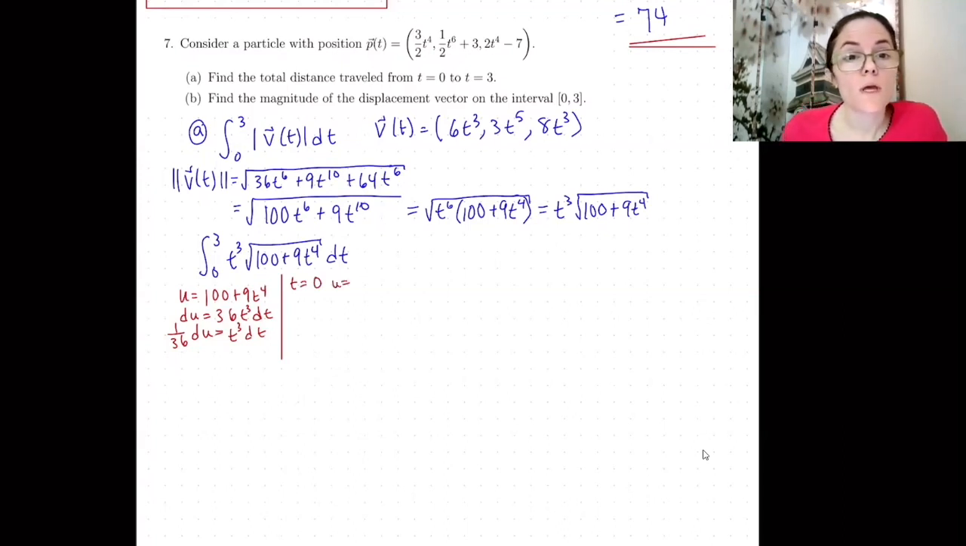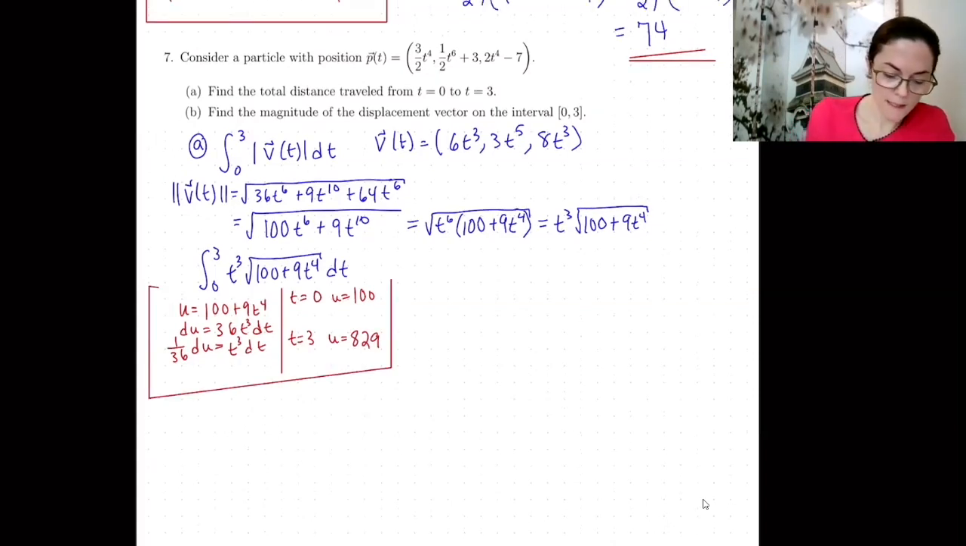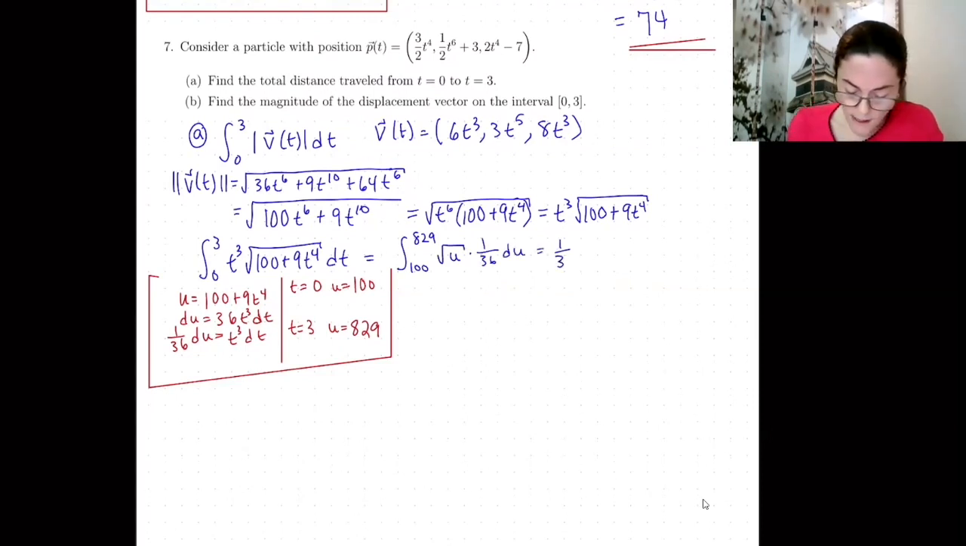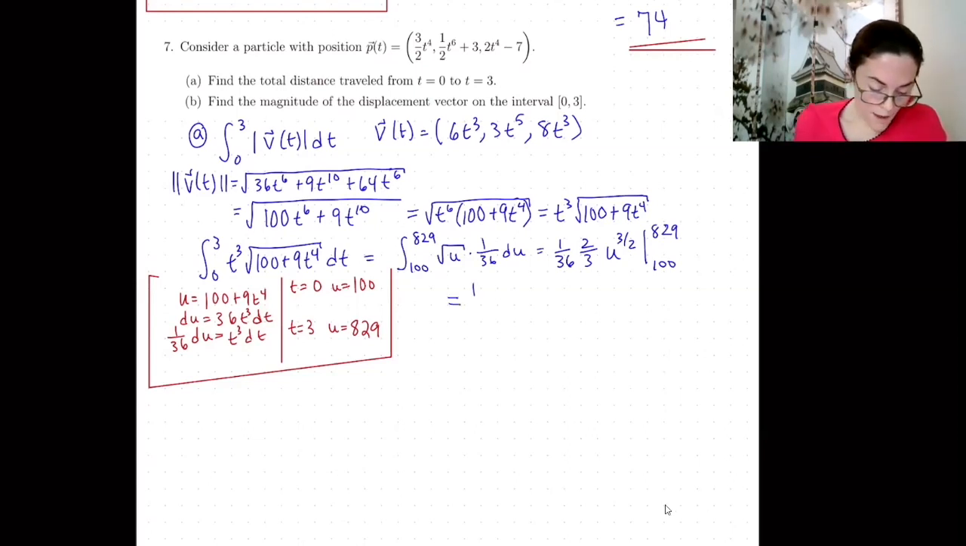When t is 0, u is 100 plus 0, 100. When t is 3, u is 729 plus 100. So my upper limit of integration is 829. Now let's go back to this definite integral. It goes from 100 to 829 of the square root of u times 1 over 36 du. So this is 1 over 36. It's the same function that we integrated in the last example. We get 2/3 u to the 3/2 evaluated between 100 and 829. Okay? And then this is 1 over 54.